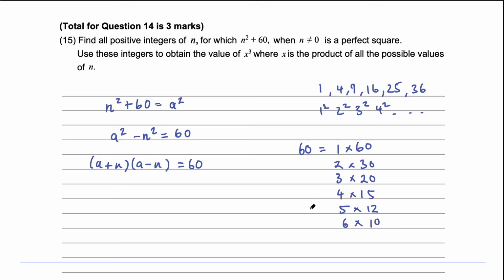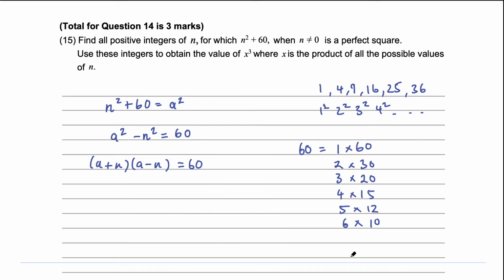7 doesn't go, 8 doesn't go, 9 doesn't go, and 10 we get back to the start. Okay, so these are all the factors of 60, and these are essentially all of the things we need to worry about to solve this equation. So now we want numbers that add together to make one factor, and their difference needs to be the other factor. And there are some shortcuts you can take here.